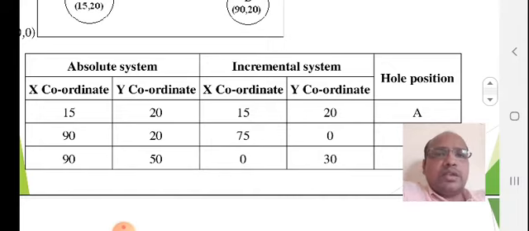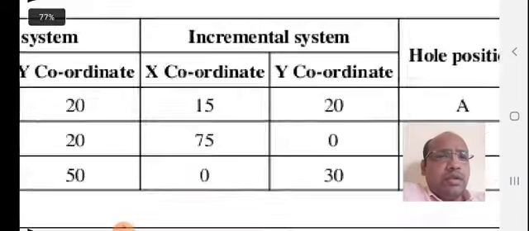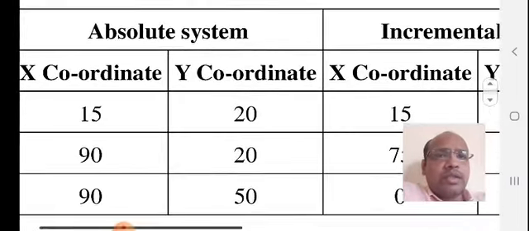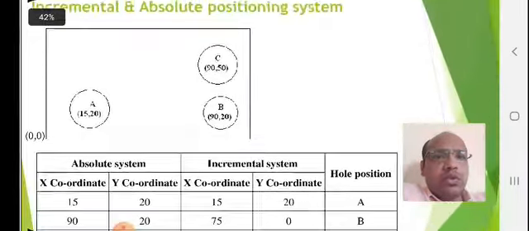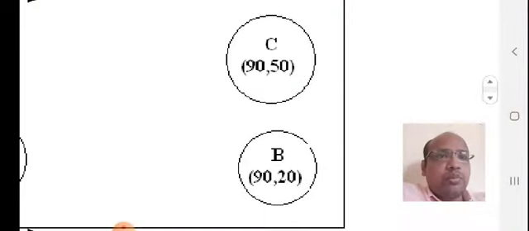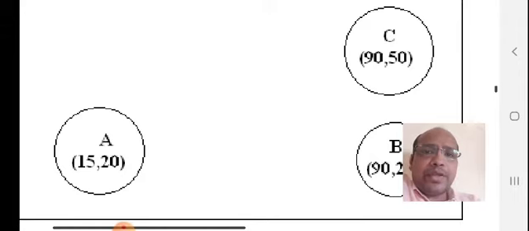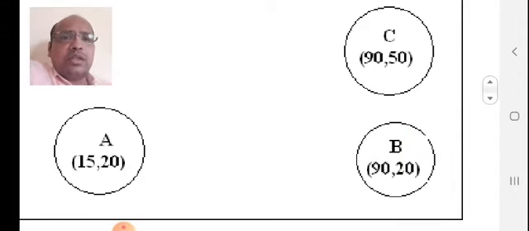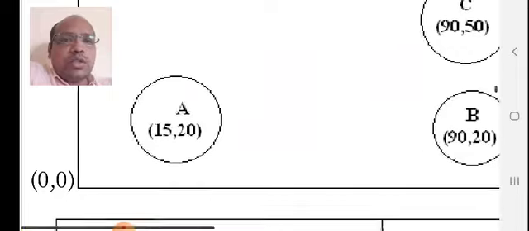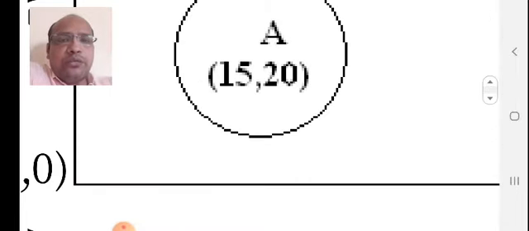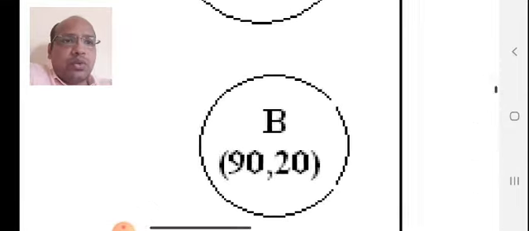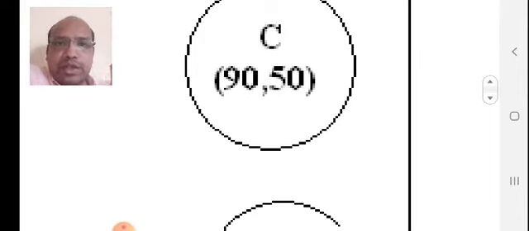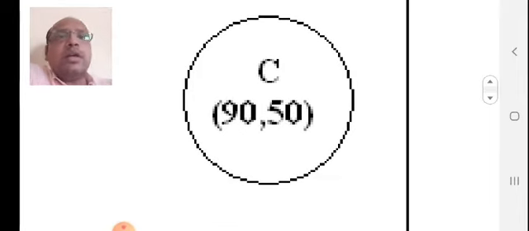In the table there are absolute system coordinates, and there are incremental system coordinates. These are the incremental system coordinates, and these are the absolute system coordinates, and these are the positions A, B, C, which are shown in this diagram. This is the position of A, this is the position of B, and this is the position of C. Now what happens actually in the absolute coordinate system? Suppose this is an origin I have shown here. With respect to origin, coordinates of point A are written. With respect to origin, coordinates of point B are written. Similarly, with respect to origin, coordinates of point C are written.